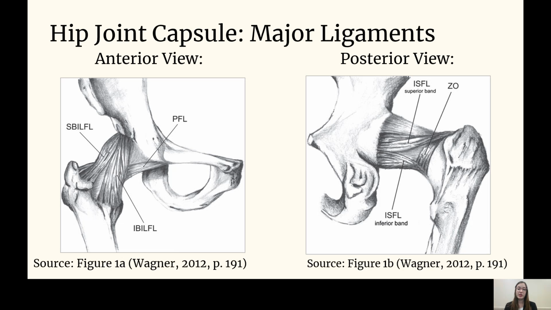The iliofemoral and ischiofemoral ligaments are both subdivided into superior and inferior bands, which adds an SB or IB to their acronyms, which are shown in this image respectively.